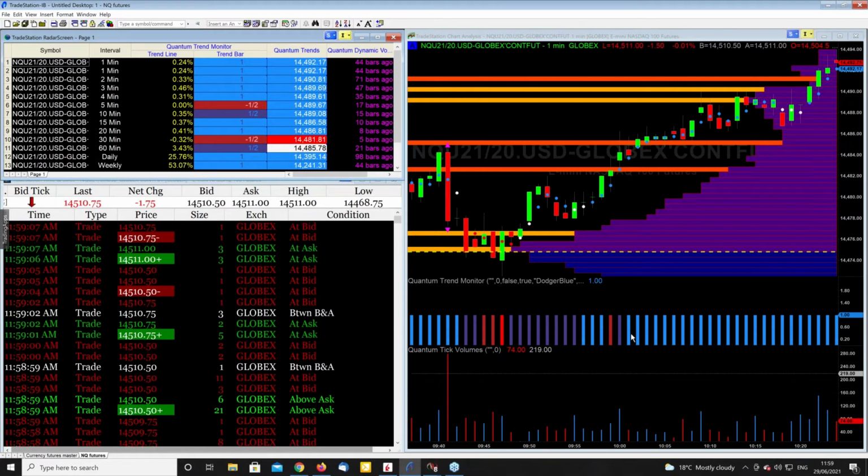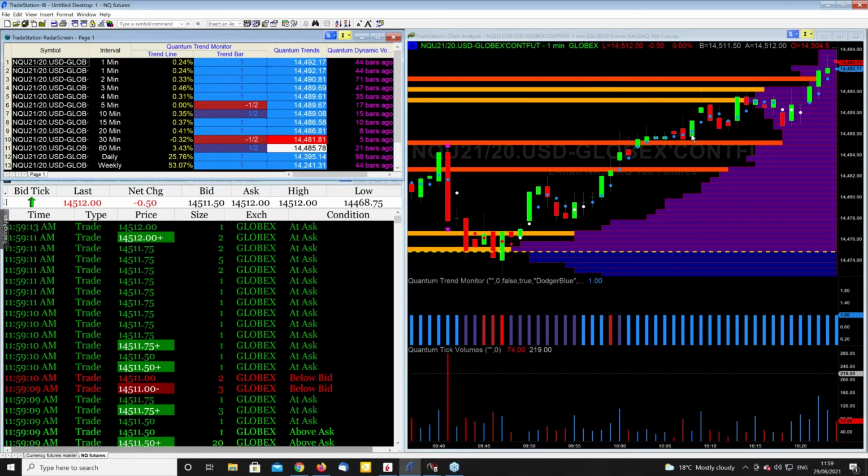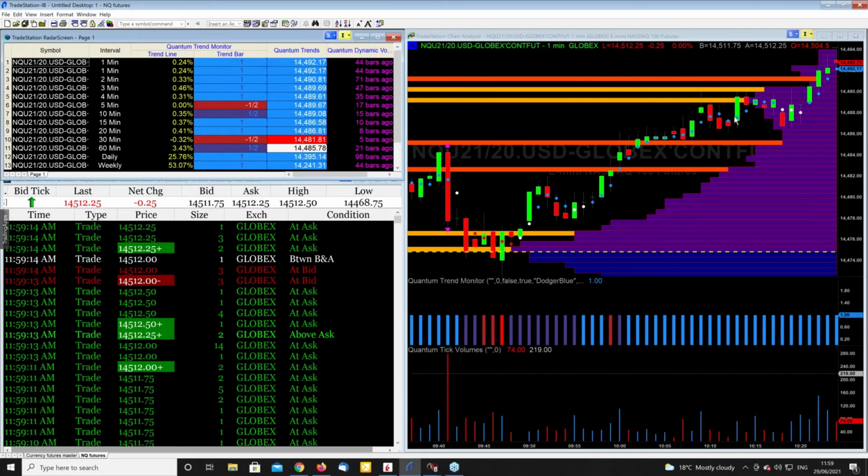But what you notice about the trend monitor is down here, there is absolutely no change in color when we move into these minor pause points here.